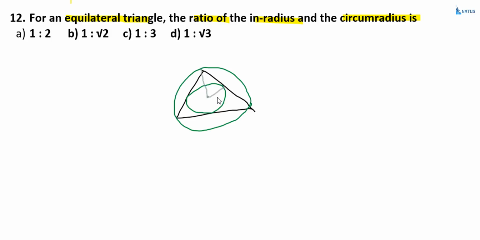Suppose this is equal to A and this is equal to 2A. Suppose the inradius is equal to A, then the circumradius is equal to 2A. Now, we require the ratio between the inradius and circumradius. The inradius is A and the circumradius is 2A, so the ratio is 1 is to 2. Option A is the correct answer. This is a direct question. You must remember this point.